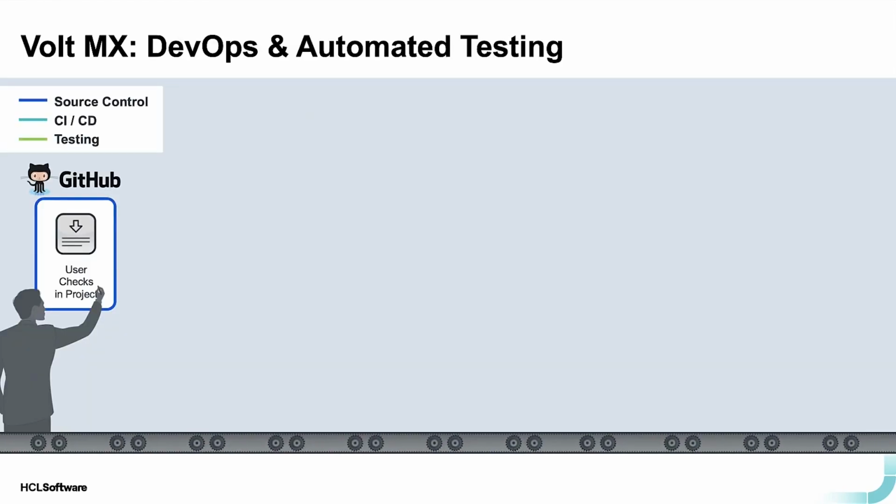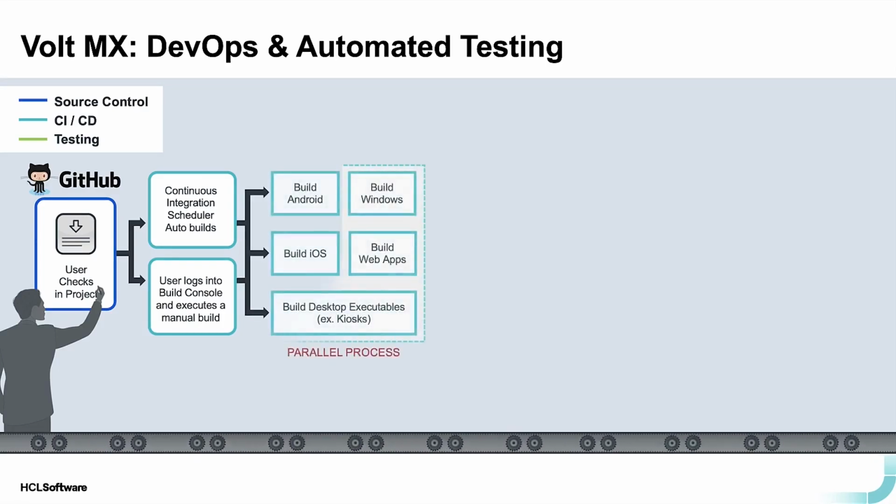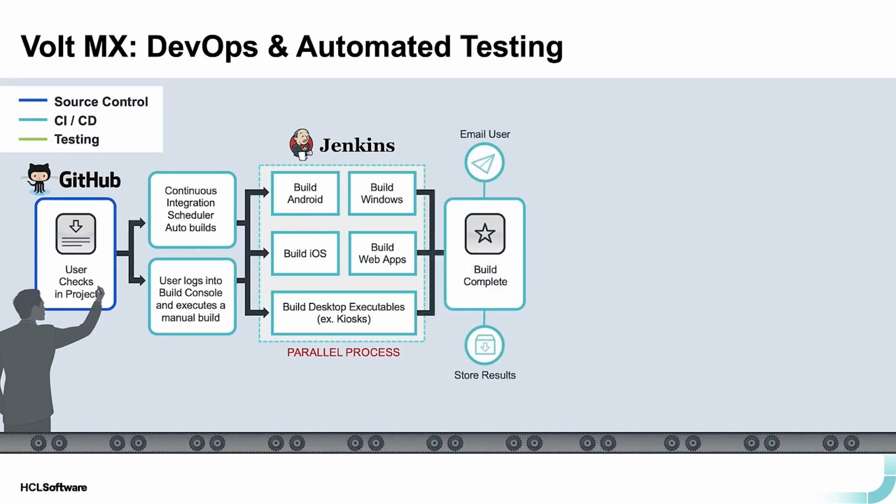DevOps is another capability that is available as part of VoltMX. So take a typical scenario of an application developer checking in code into their source repository. It automatically, using a CI continuous integration scheduler, auto builds. Or the user logs into the build console and executes a manual build. Basically, you can put it on a scheduler or trigger it when you want. It builds it for all the supported channels: iOS, Android, web application, desktop executables if you want. It sends an email to the user and also stores the result when the build is complete.